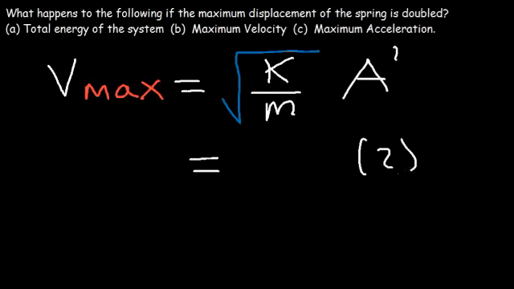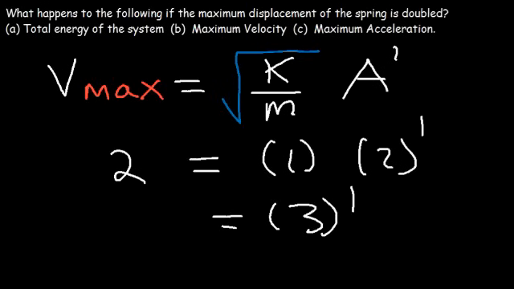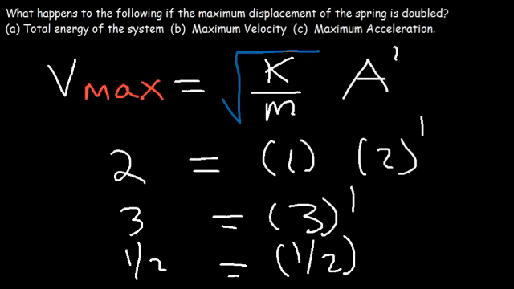So if we double the value of A, and this is going to stay the same, so we're going to replace it with 1, the velocity will increase by a factor of 2. If you triple the displacement, the velocity will increase by a factor of 3. If you cut the displacement in half, the velocity will decrease by a factor of 2, or it's going to be 1/2 of its original value.